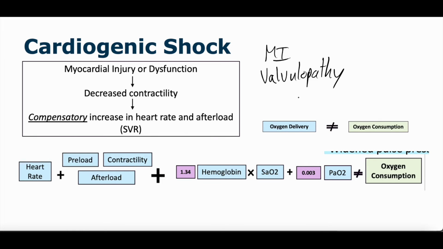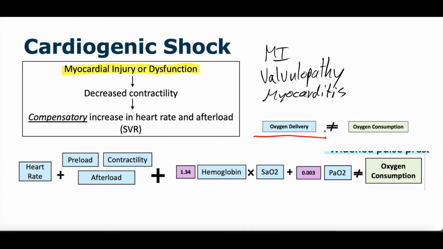I already said infarct. So anything that causes myocardial damage, maybe you have really bad myocarditis, right? Or inflammation of the myocardium. Anything that causes that heart to not be able to pump effectively. So what is happening then, right? We have myocardial injury or dysfunction, and the pathophys in this equation, right? Heart rate, preload, contractility, afterload. Think about what is going to be affected here, right?